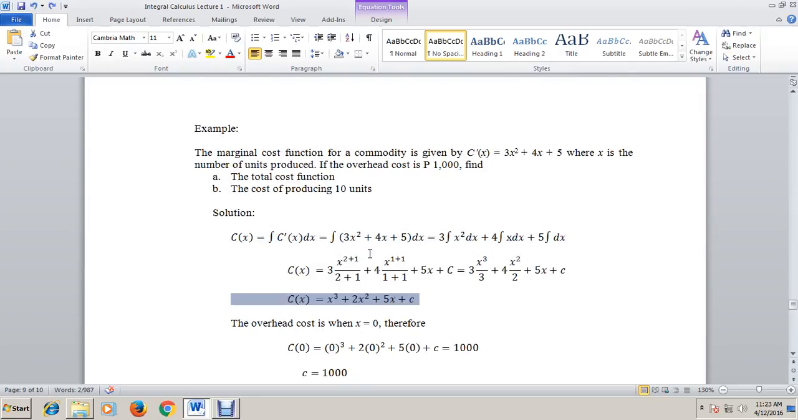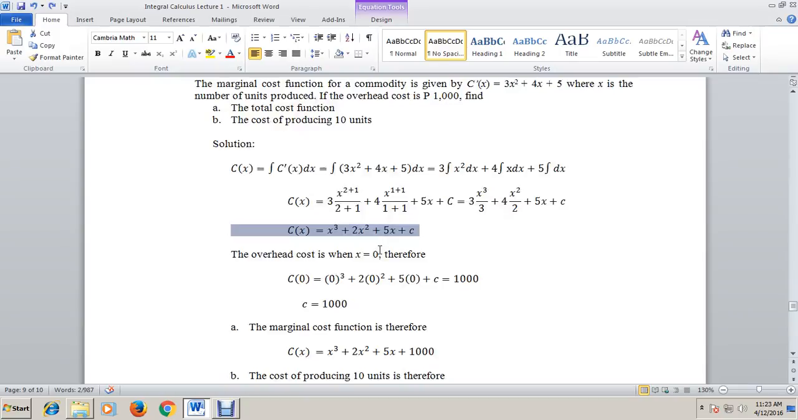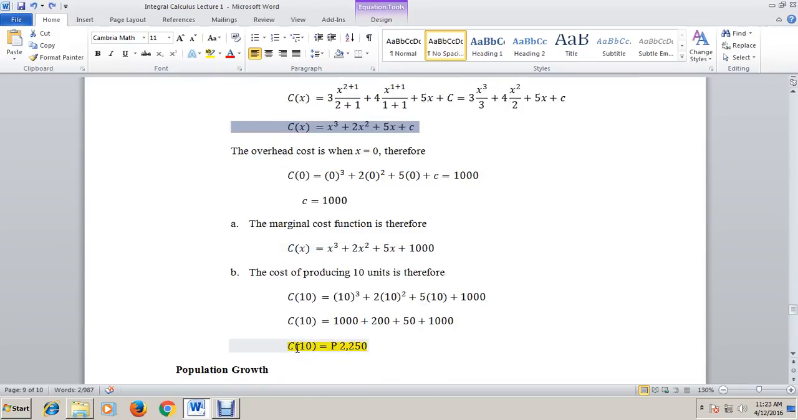Now, for producing 10 units, we simply substitute 10 for x, then we solve for the value of c. So we have c of 10 is equal to 10 cubed plus 2 times 10 squared plus 5 times 10 plus 1,000. Of course, 10 cubed is 1,000. 10 squared is 100 times 2 gives you 200. 5 times 10 gives you 50, and plus 1,000. 1,000 plus 1,000 gives you 2,000 plus 200 is 2,200 plus 50 is 2,250.